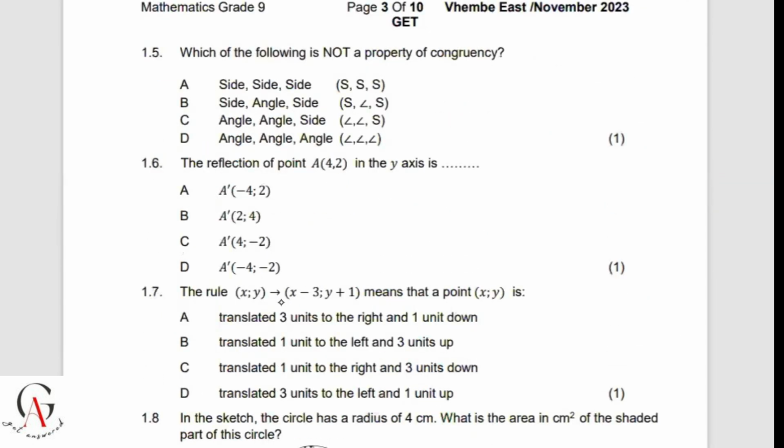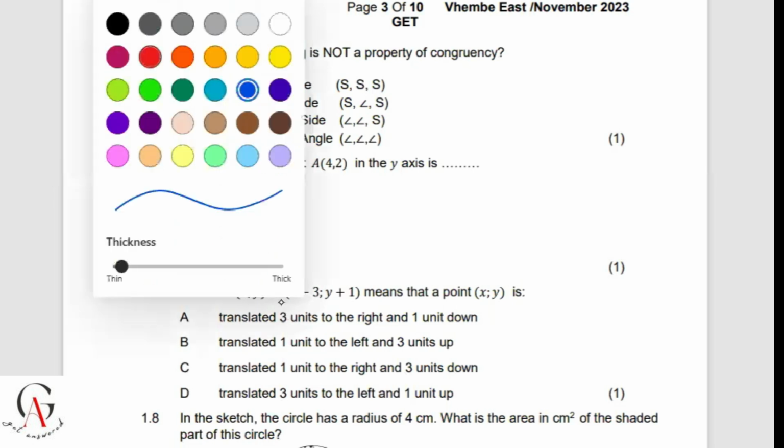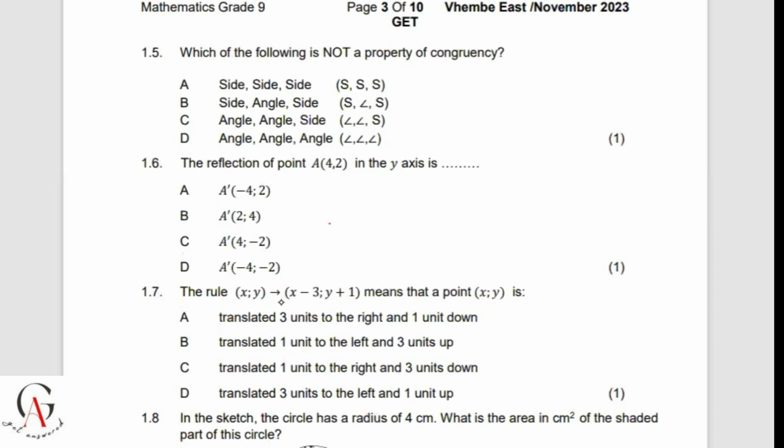Then 1.5. Which of the following is not a property of congruence? Now remember, congruency is when shapes are identical in sides and in angles. So side, angle, side, angle, side, angle, and angle. Which of the following is not a property? So let's eliminate. Remember we said for congruency as well as similarity, the angles have to be the same. Angle, side, this is a property. Side, angle, side, that is also a property. Then side, that's a property. So I'm going to take out the not to be a property since it applies to both.